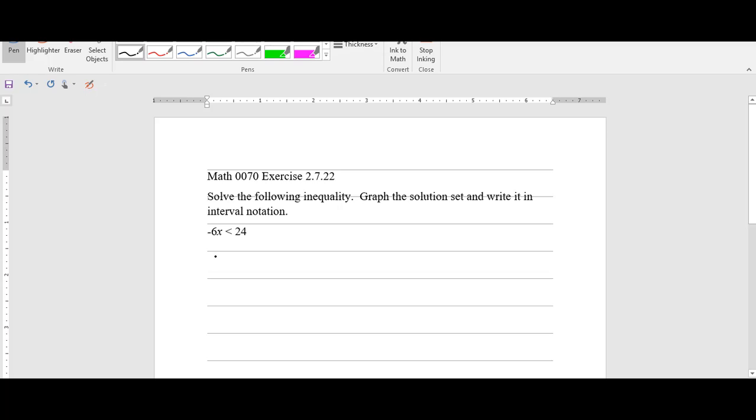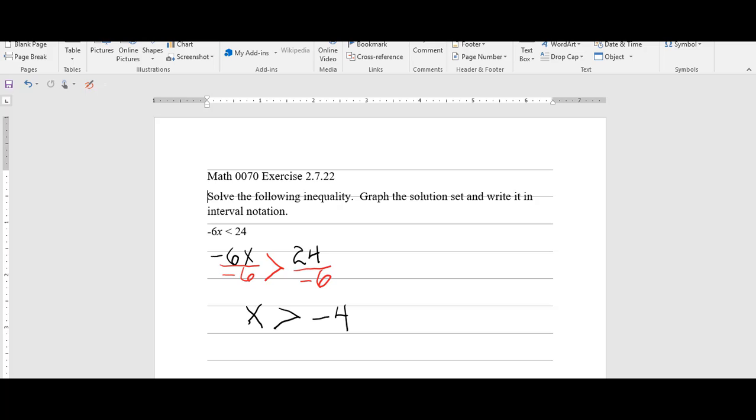When I'm solving an inequality, I also have a multiplication property similar to what I have when I solve an equation. I want to isolate the variable on the left side of the inequality. So I'm dividing the left and the right side of my inequality by negative 6. Whenever I divide or multiply by a negative, the inequality changes direction. So notice the symbol became a greater than. And when I simplify this, I get x is greater than negative 4.